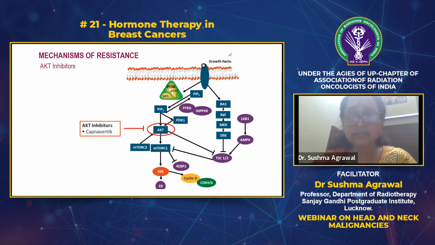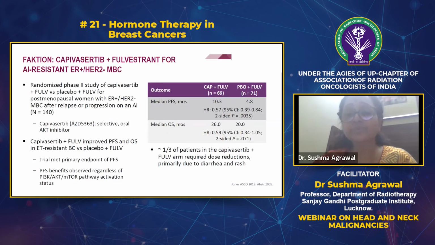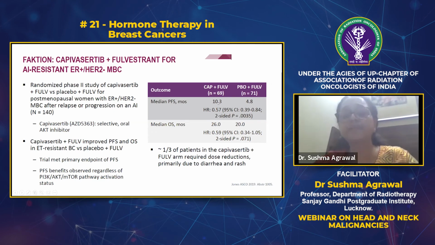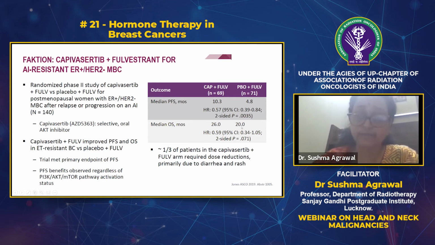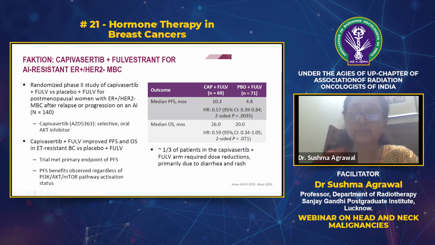Now, the last thing is that there is another AKT inhibitor being studied, called capivasertib. It has also shown a PFS benefit of 5 months versus 10 months, that is a 5 months benefit, and it has also shown a 6 months overall survival benefit. So that is why it's important to mention this drug for this talk today.